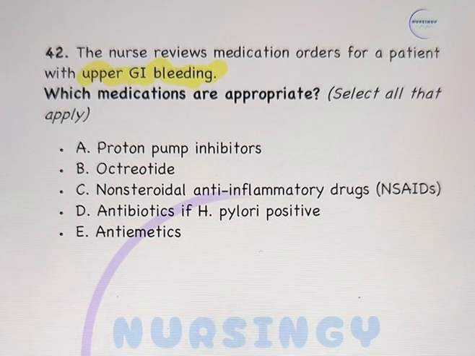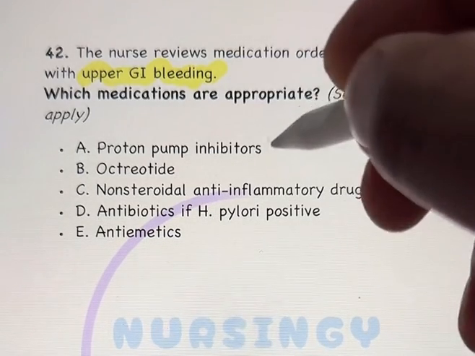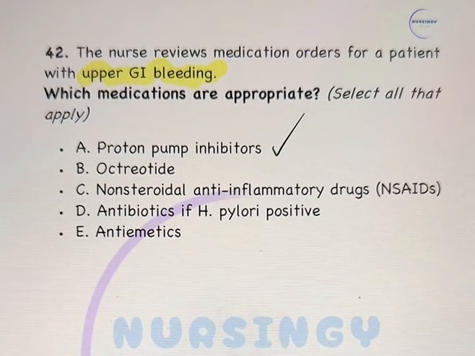What about A, guys? Come on, guys, double tap. Yes, okay, because we know proton pump inhibitors are used to reduce acid production, and it will help prevent further damage to the gastric lining. We don't know where the bleeding is, so definitely it will help, just to reduce the damage to the GI lining by acid.